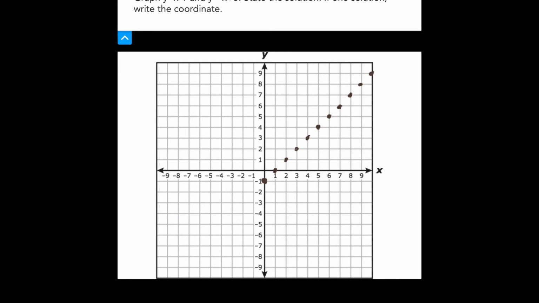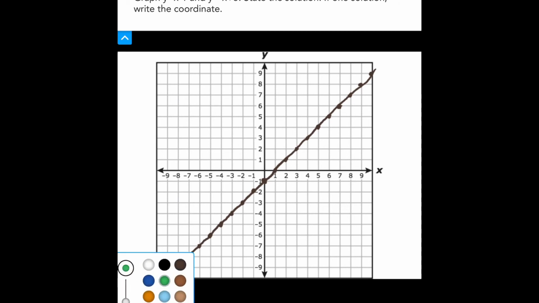Once you run out of room going to the right, you're going to go back to negative 1 and go down 1 over 1, graphing backwards across the graph. Remember, you should be going right first, and then when you want to graph backwards, you go left. So there's our first line. I'm now going to change my color for my second line.